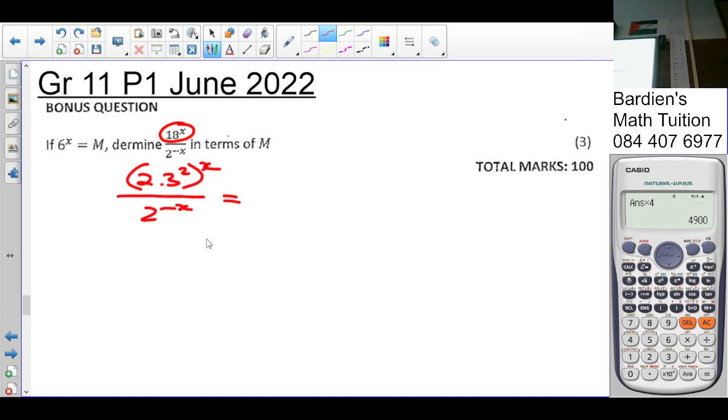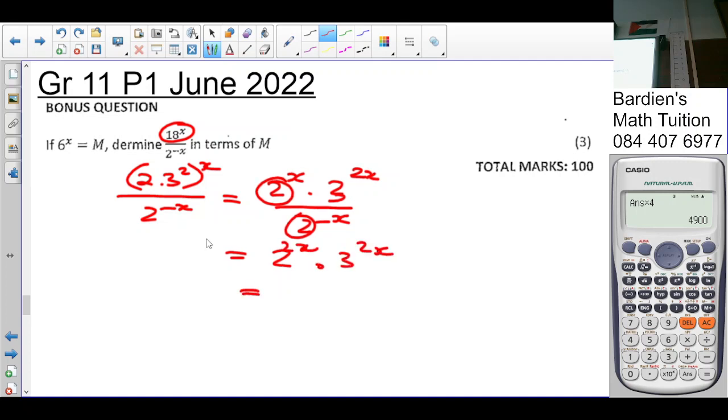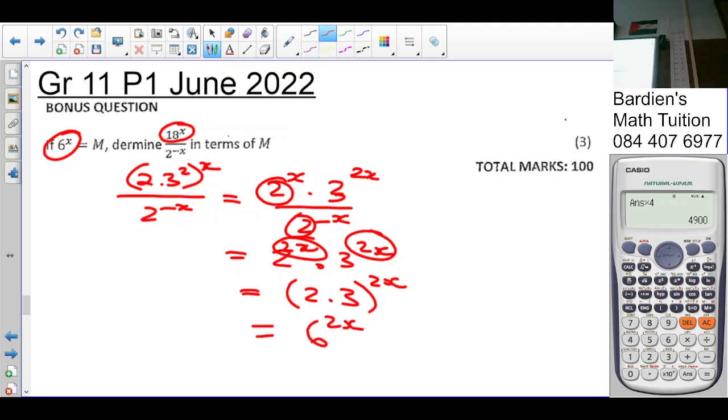So that can be written as 2 to the x times 3 to the 2x over 2 to the minus x. When bases are the same and dividing, subtract the exponents, so it's 2 to the x plus x, which will be 2 to the 2x, times 3 to the 2x. As you can see here, I need to end up with 6 to the x. What we also see is that 2 times 3 can be written as 6, so it has the same exponent and can be written as one exponent. Which means to say that is 6 to the 2x.